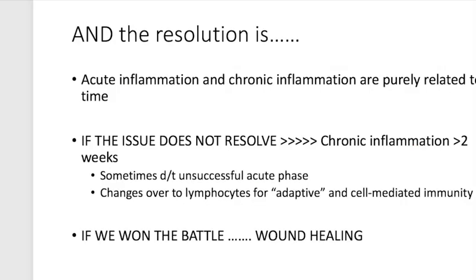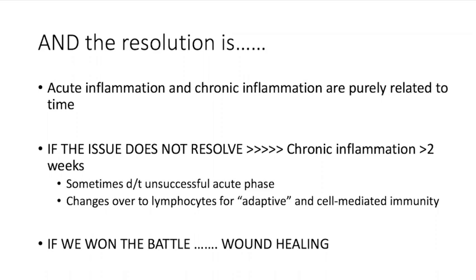And the resolution is, so what's going to happen here? We have a couple different ways this is going to end. Acute inflammation and chronic inflammation are purely related to time. All right, chronic inflammation is greater than 2 weeks. Sometimes we get chronic inflammation if we have an unsuccessful acute phase, which is the acute inflammatory response. Or we're going to change over to lymphocytes for more of an adaptive immune response and cell-mediated immunity. So that is basically moving towards chronic inflammation.